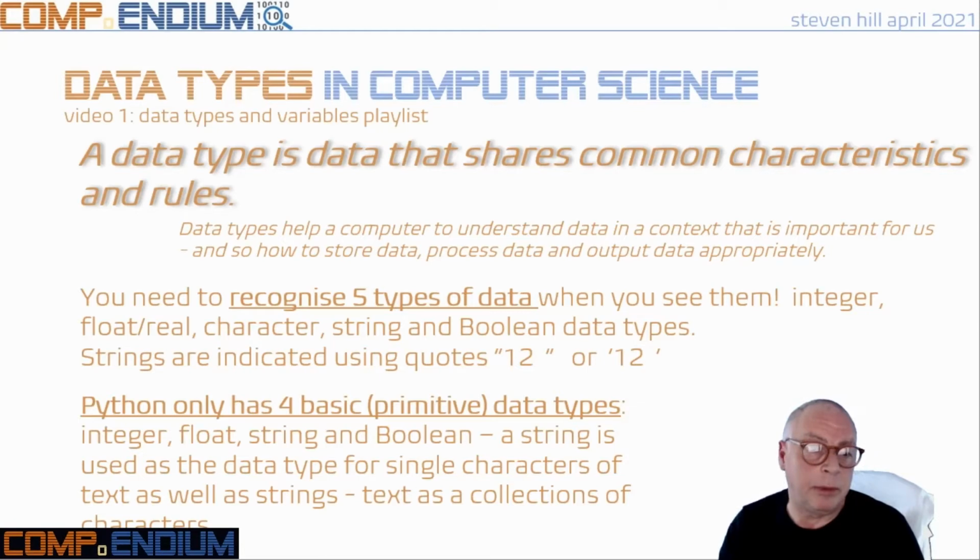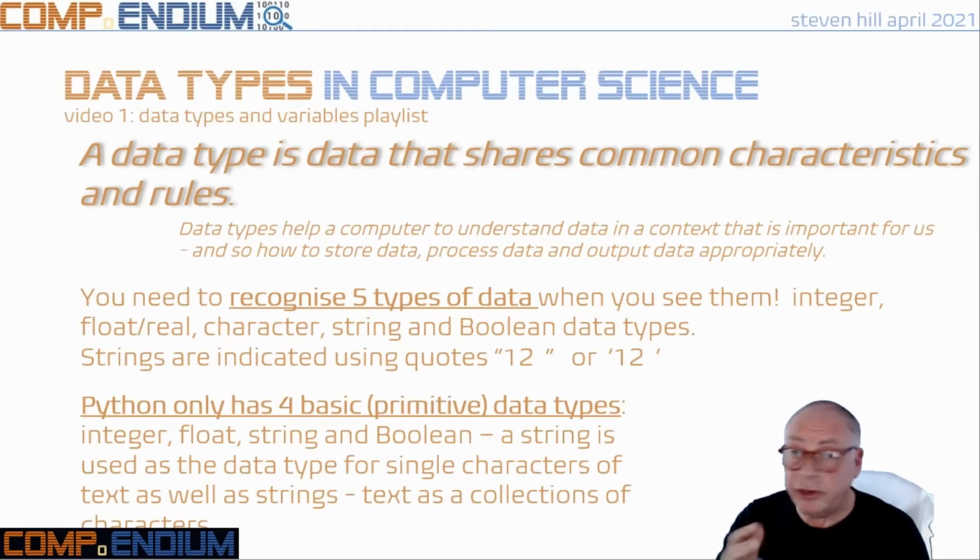And a good one to remember is the Boolean, because it's very, very restricted. A rule with the Boolean data type is it can only represent one of two possible values, true and false. It can't represent anything else. So a rule of the Boolean data type is one of two values, either true or false, but nothing else.